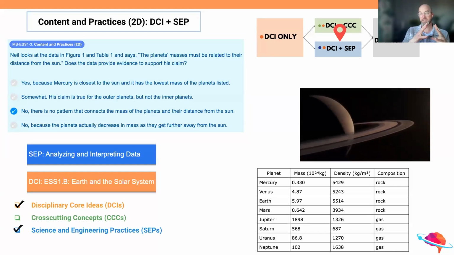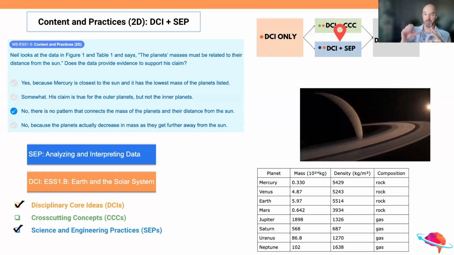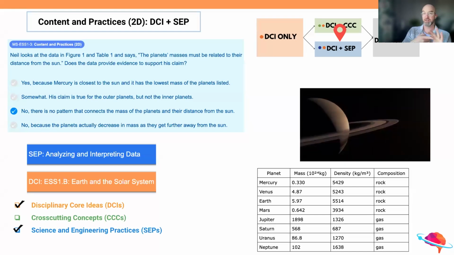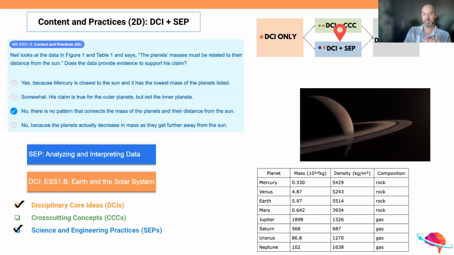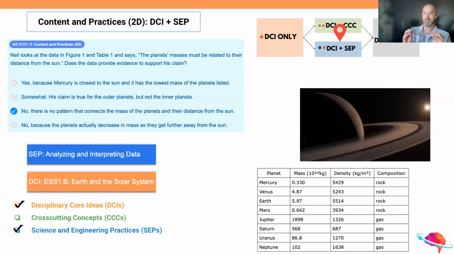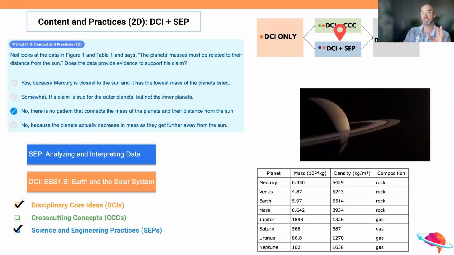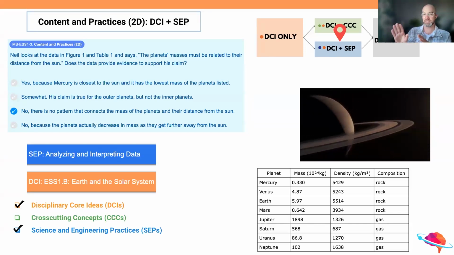Anyways, this question is only getting at students' ability to look at the data that we give them and their understanding of scale properties of the solar system. We're not really getting at the cross-cutting concept here. So that's not an explicit piece of this question. So instead, let's ask a question that does explicitly ask about that.